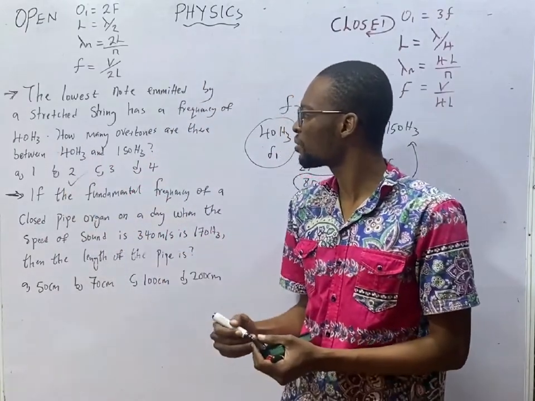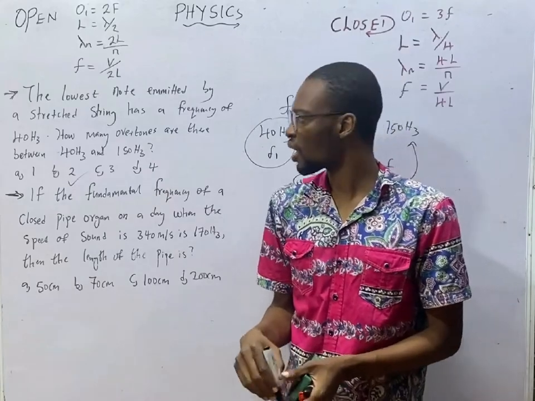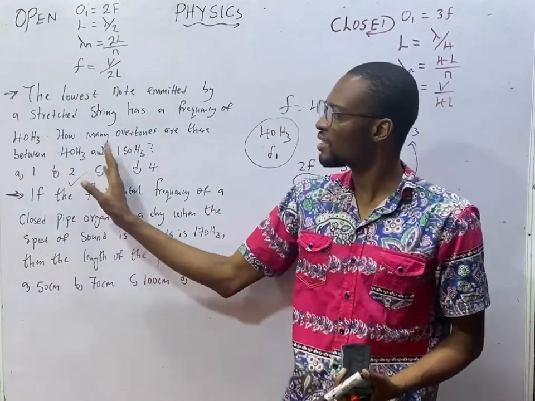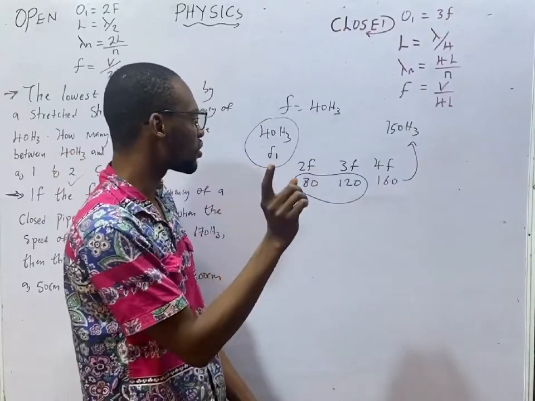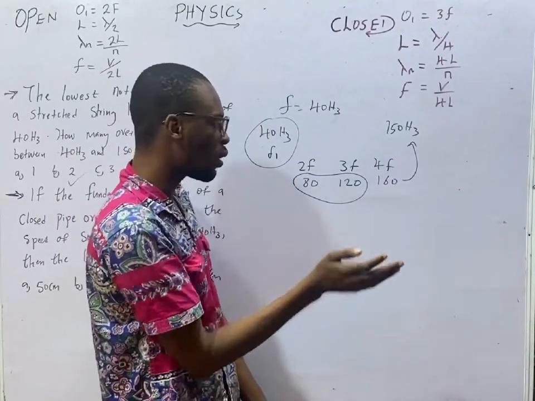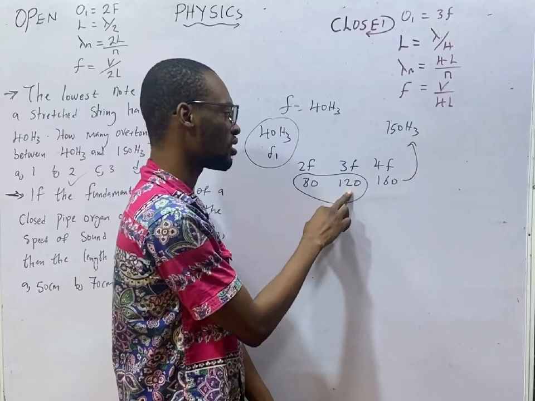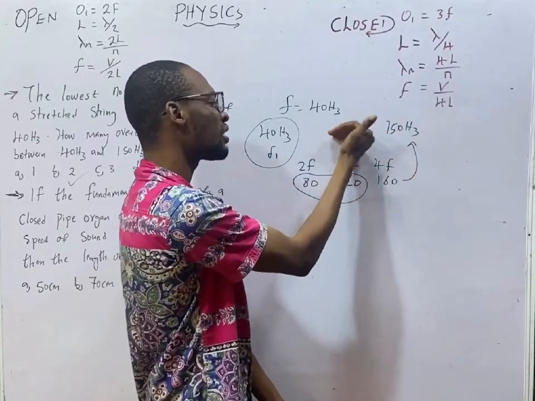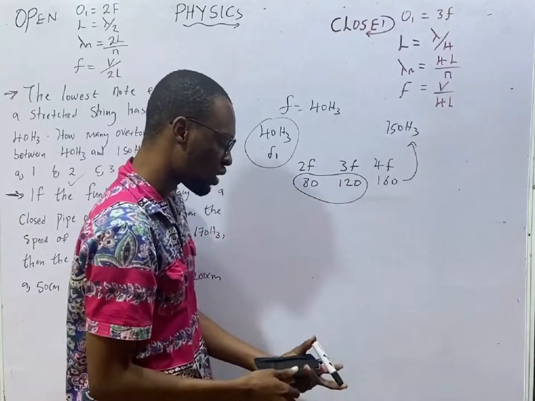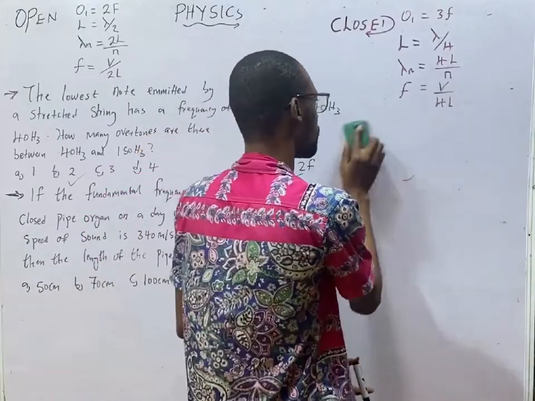There are only two overtones between 40 hertz and 150 hertz. 40 hertz is the fundamental frequency, it is not an overtone. So the first overtone we have is 80 and another one is 120. So the third overtone exceeds 150, so it should be outside. This is the reason we have only two overtones.